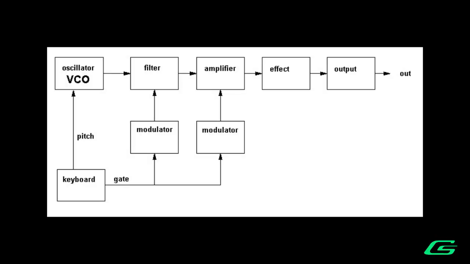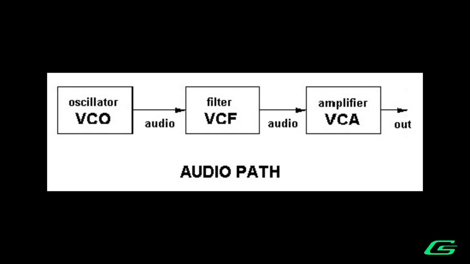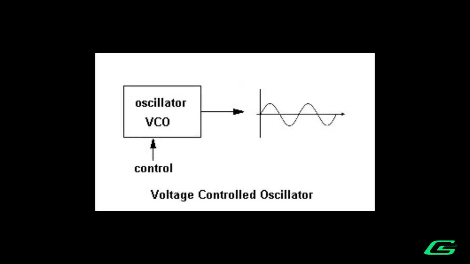The oscillator is the first block in our typical synth patch. It's responsible for generating raw audio sound. We are interested in oscillators that can take control voltages from other modules as well. You know it as the VCO, the voltage controlled oscillator.